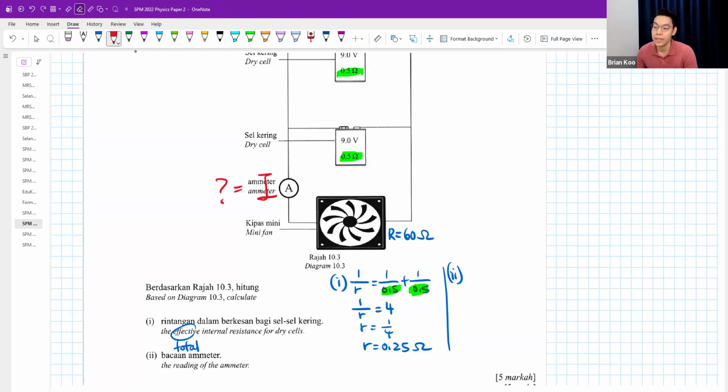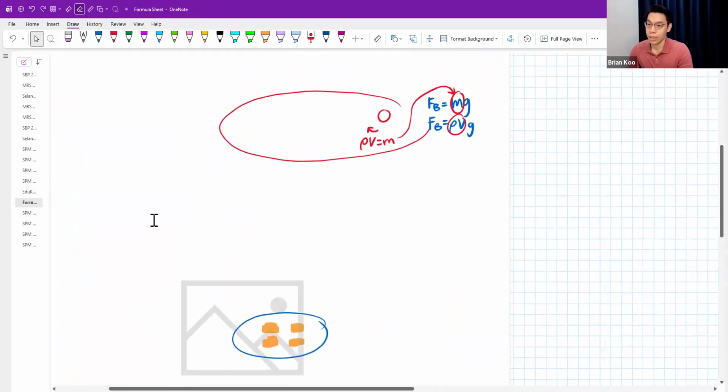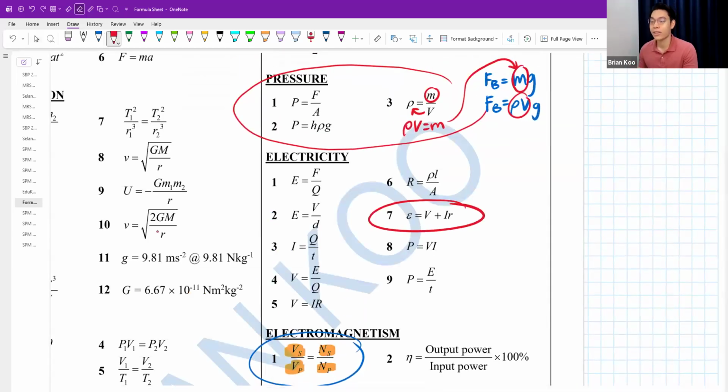Right now I know my total internal resistance is this, and the resistance of the mini fan, big R, is this. I want to find I. You go and look at the formula sheet. There's only one formula that has small letter r. Let's take a look. Wait, it's loading. A bit laggy, this one. Okay, this one. There's only one formula in the whole of electricity that has small letter r: e.m.f equals V plus Ir. Let's use that.